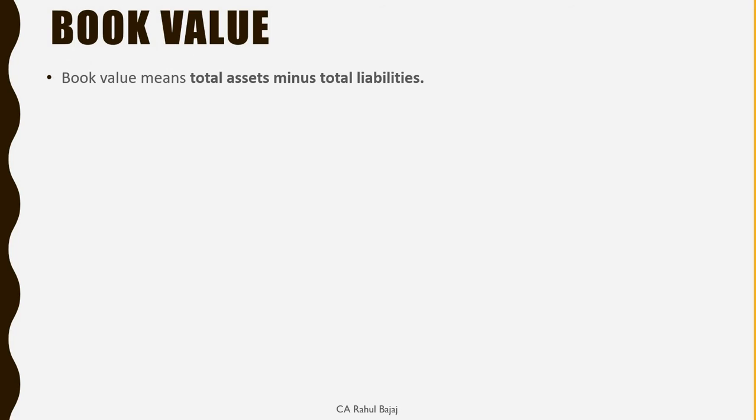Then next concept, book value. Simple, book value means whatever assets are there less liabilities. That is my book value. How? Book value is assets recorded at books, less liabilities recorded at books of account. So that is my book value.